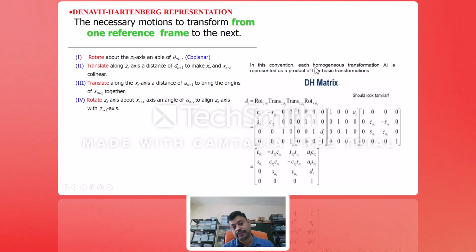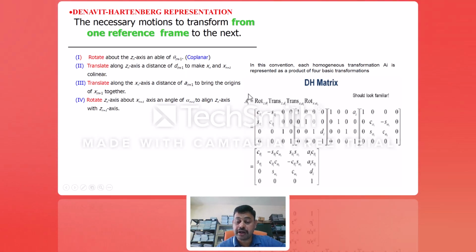For this, if you want to put it into the convention, meaning a representation, you use a homogeneous transformation, the product of four basic transformations: rotate, translate, translate, rotate. Multiplying all of these, you will get the clear representation. So this is available as A i: rotation, translation, translation, rotation, with respect to which axis clearly given.